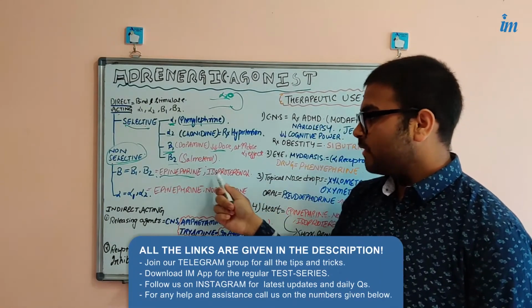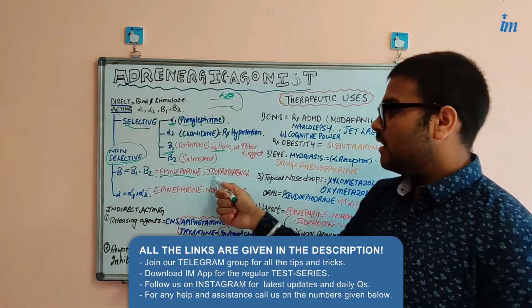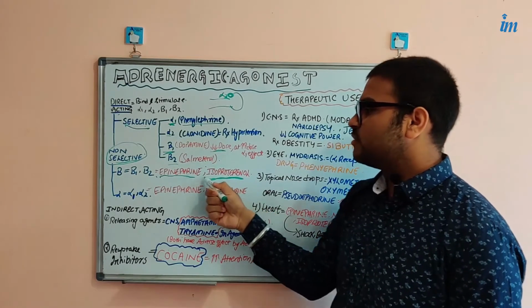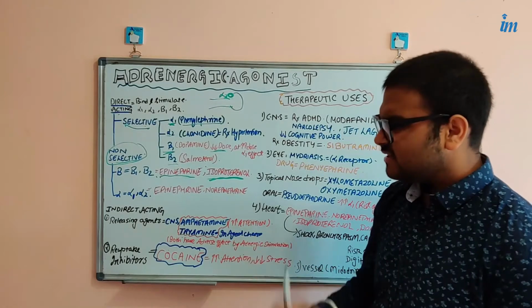And the other brother of epinephrine, which produces the same effect, is isoproterenol. So isoproterenol and epinephrine act on beta 1 and beta 2 adrenergic receptors, a non-selective action.